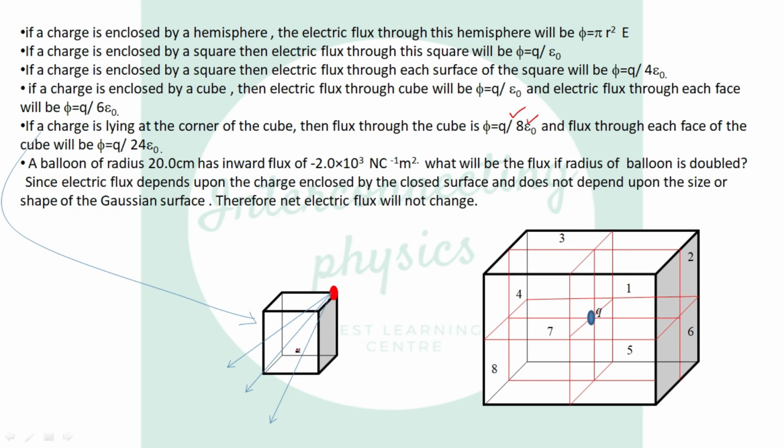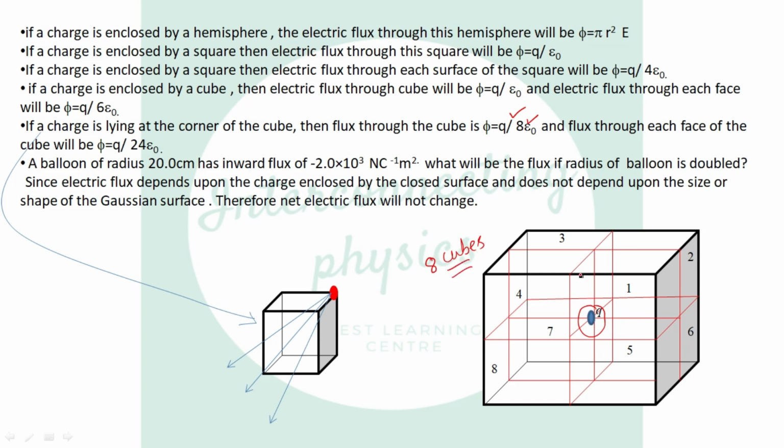So electric field lines will pass through which surface? Only the front. Back is empty, this side is empty, this side is empty. So we have to draw a Gaussian surface in order to calculate the electric flux. Now when we draw the Gaussian surface in the form of a cube, we see this corner charge is surrounded by 8 cubes.